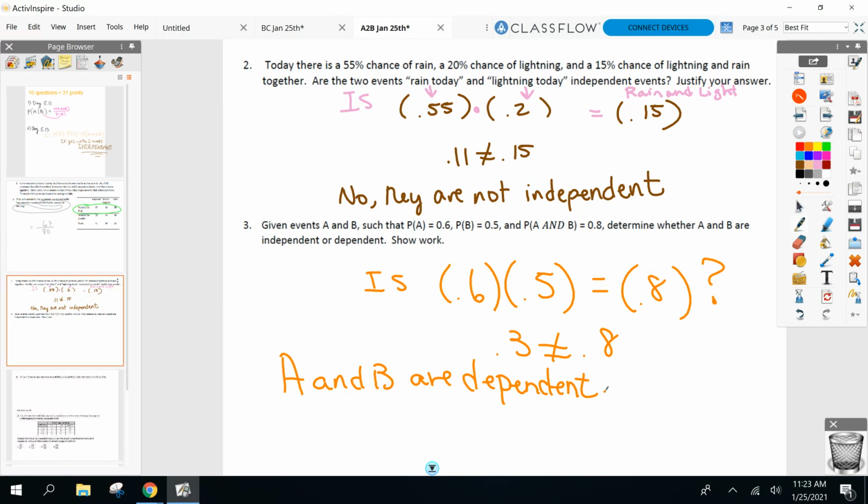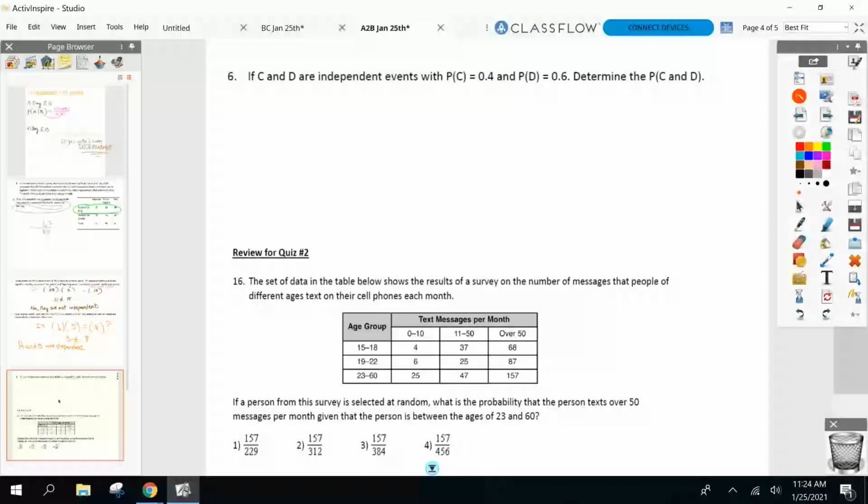We all right if I ask for independent or dependent tomorrow? That's nice. We got to do one when you're given from a table, though. But any questions on 2 or 3? All right, go over to 6 now. I know the other questions are from quiz 1, which won't be on there.